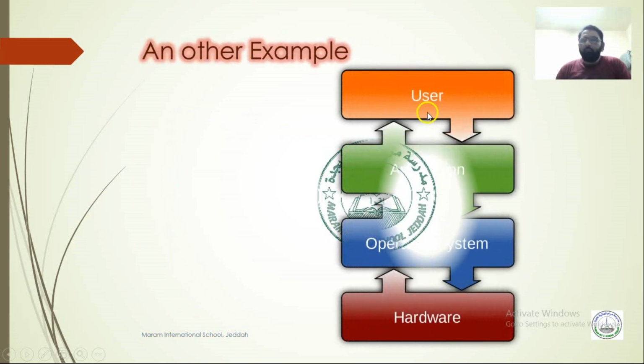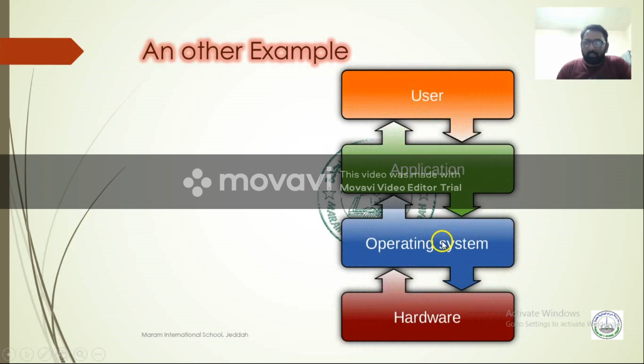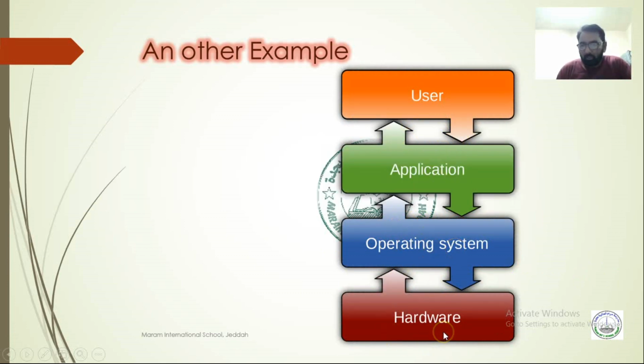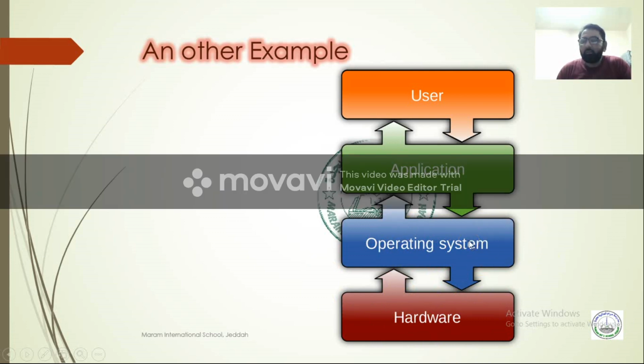Another example, if I give you a diagram, so you can easily understand. Look here, there is an operating system, and at the top there is a user who is using the application software, communicating through the operating system with the hardware. If we take it in reverse from here, first we have to purchase the hardware, then we have to install the operating system. It depends on what kind of device you have purchased.